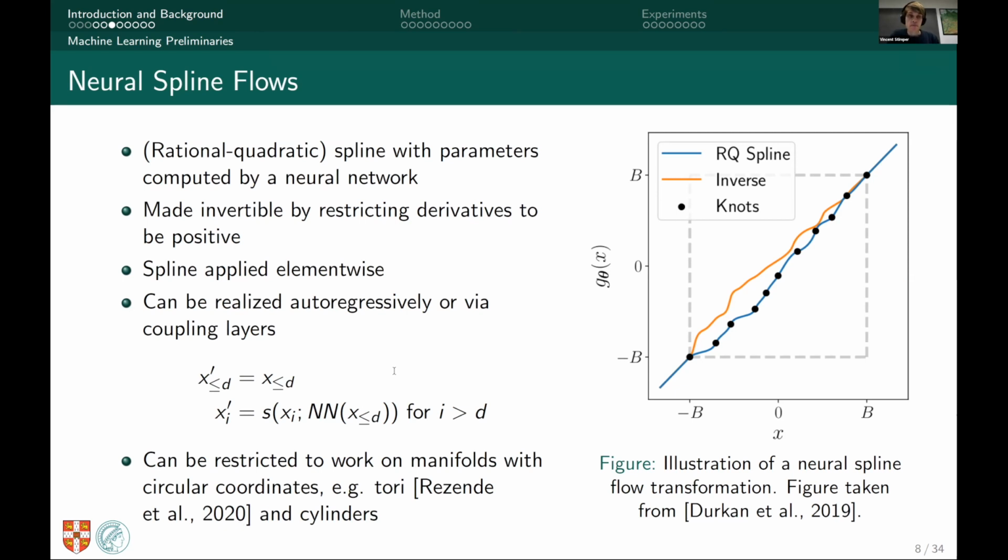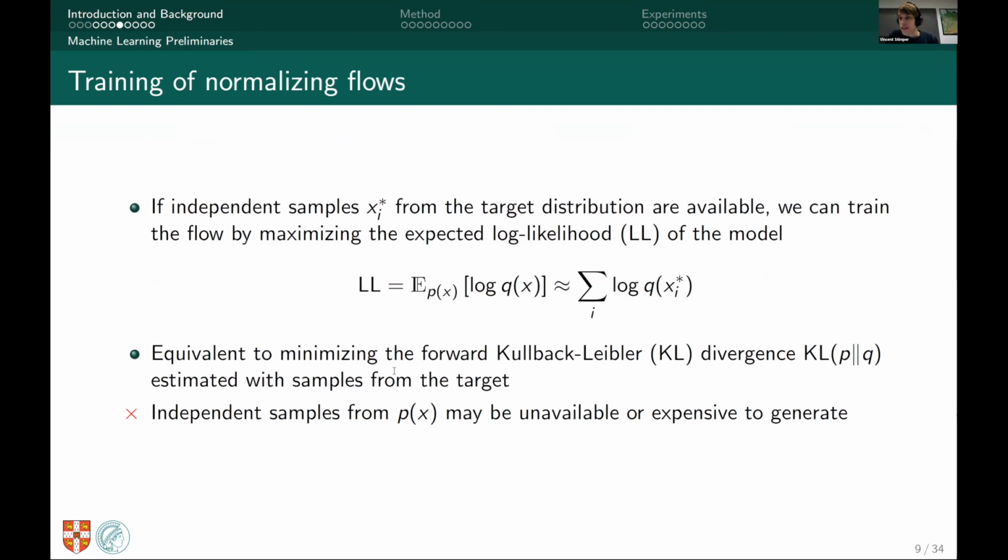All right, so I explained now what normalizing flows are about, but how do we actually train them if you want to approximate a target distribution? There are different ways to do so. One problem setting could be that you have access to independent samples from your target distribution. Then you can train your flow by maximizing the expected log likelihood of your model.